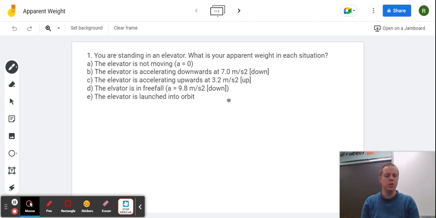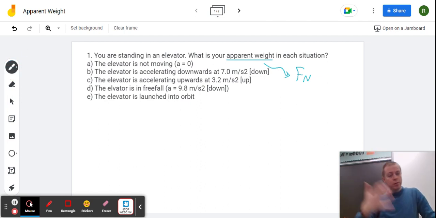So we're going to look at a question dealing with apparent weight. Anytime you see that phrase, what the question is going to be asking you to find is the normal force that you are experiencing. Depending on what normal force you're experiencing, that is your apparent weight, whether you're going to feel heavy, lighter, or normal in the situation. So you are standing in an elevator. What is your apparent weight in each situation?